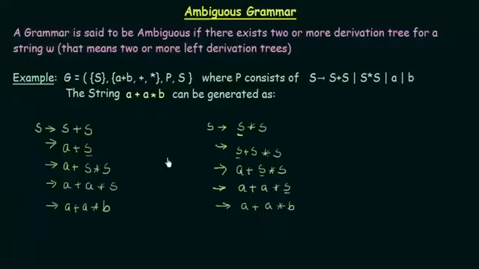We see that this string a plus a into b was generated using two derivation trees. First I chose the production rule S gives S plus S and I could get the string, and even when I chose S gives S into S I could get this string. And we have seen that in both cases we used the left derivation tree. So using the left derivation tree we were able to derive the string in two ways. Thus we can say that this grammar is ambiguous. Alright, so this is the example of an ambiguous grammar, and I hope it was clear to you.